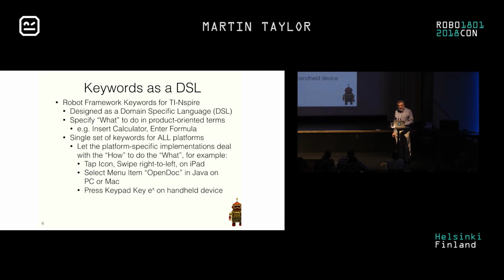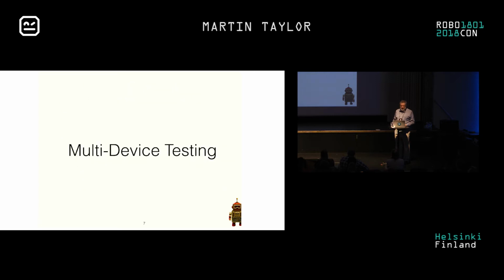And then we let the platform-specific implementations deal with how we do it. And so the how is different. You tap icons, you swipe, whatever, on an iPad. On a Java app, there are a lot of menus and dialogues and those kinds of interfaces. And on a handheld calculator, you've got special buttons. So E to the X on a calculator is a specific button. You don't type E and Shift X or anything like that. So they're quite different, how you do something. And that's handled by a lower layer of software.